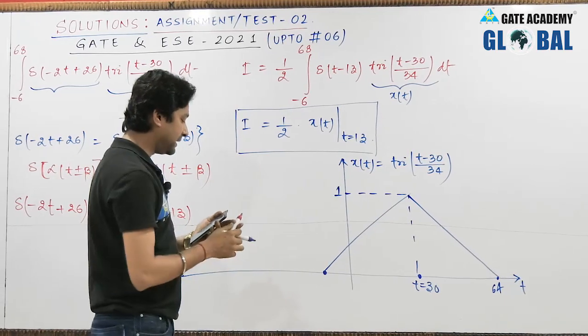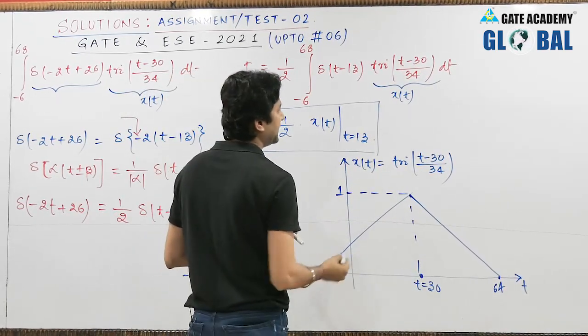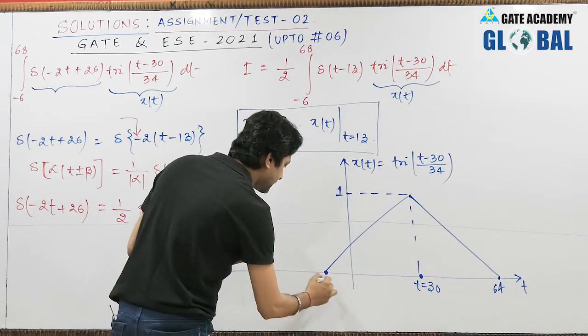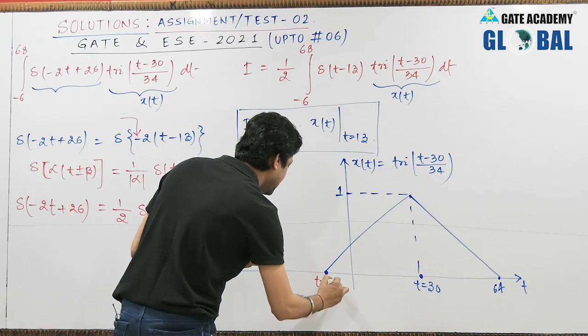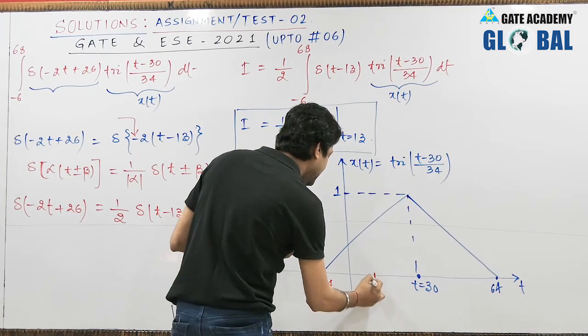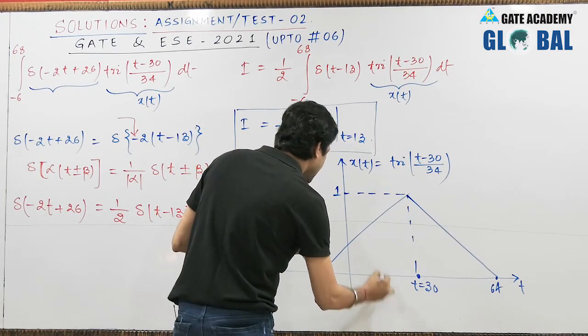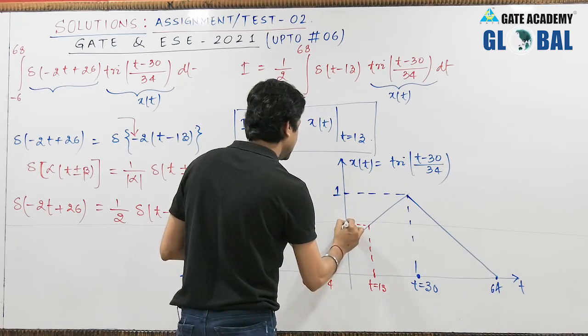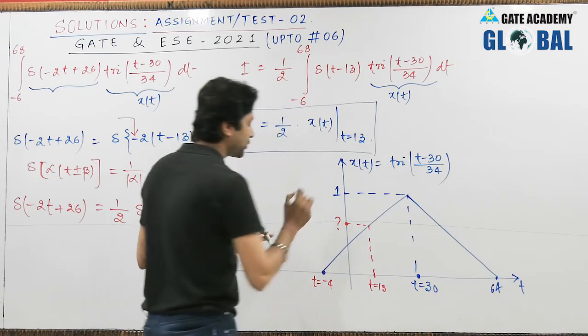Now you have to find out the value of this signal x of t at t equals 13. Here is a point, t equals minus 4. And here, let it be the point t equals 13. So we have to find the value of this signal at t equals 13. Here this value is to be found out.